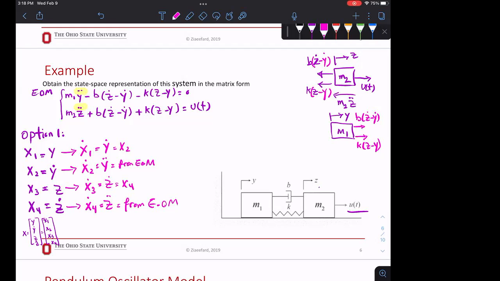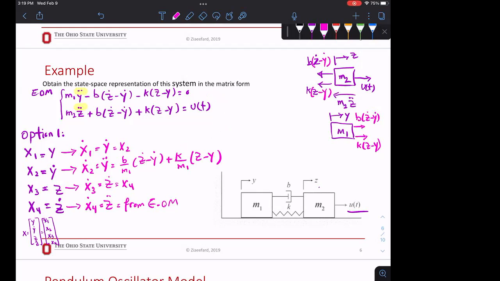Yes. So here, where do I get y double dot from? If you look at this equation, I can put everything on this side. Y double dot is b over m1 times (z dot minus y dot), plus k over m1 times (z minus y). That's where you get it from. I'm going to keep it there, but the other one comes from the equation of motion. That's always how it works. You always have to find it from the equation of motion.